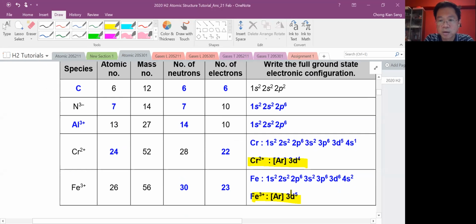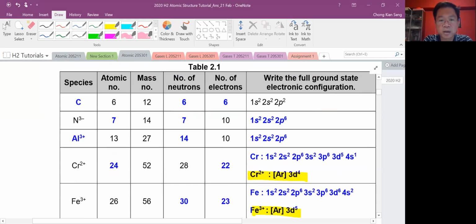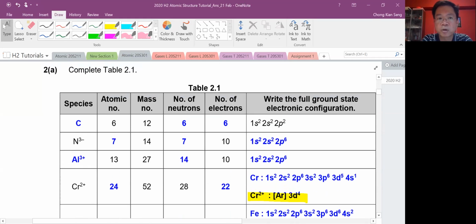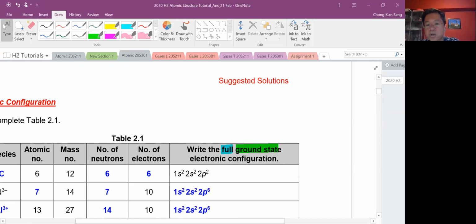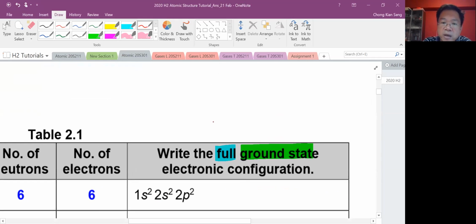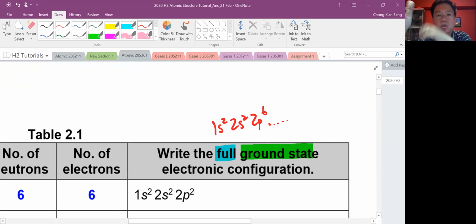Okay, these two. Now before we look at the electronic configuration, I just want to draw your attention to two things required here. First is the full electronic configuration, and the second is the ground state. What is this full electronic configuration? Full electronic configuration means that I need to write, starting from 1s2, 2s2, 2p6, and so on. In contrast to something that's not full, it means a short form. I can use a noble gas configuration to represent it.